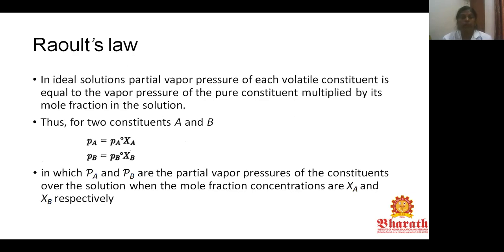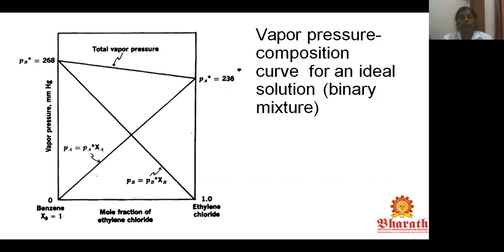So, what is Raoult's law? In an ideal solution, the partial vapor pressure of each volatile constituent is equal to the vapor pressure of the pure constituent multiplied by its mole fraction in the solution. Two constituents A and B are taken, in which PA and PB are the partial vapor pressures of the constituents, and XA and XB are the mole fractions. The vapor pressure composition curve for an ideal solution is shown here as a binary mixture.